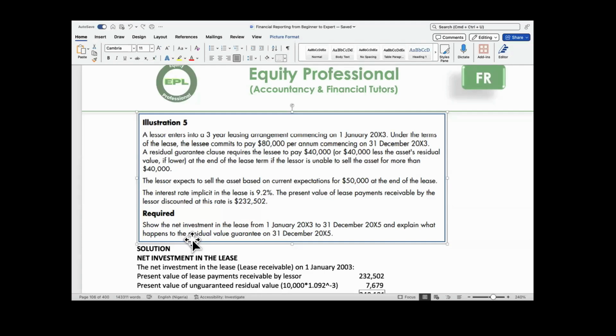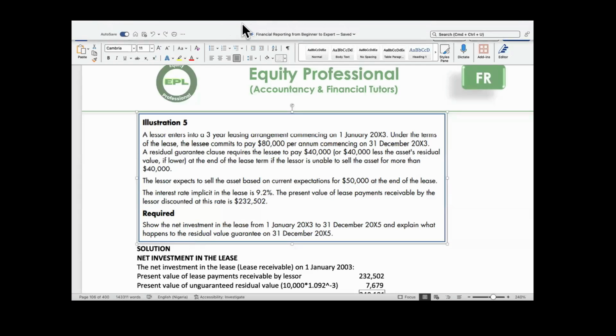Okay, this is also another direct question. Now, it wants us to determine the net investment in the lease from 4 January 2003 to 31st December 2005. And it wants us to explain what happens to the residual value guarantee on 31st December 2005. Okay, good. Very good question.